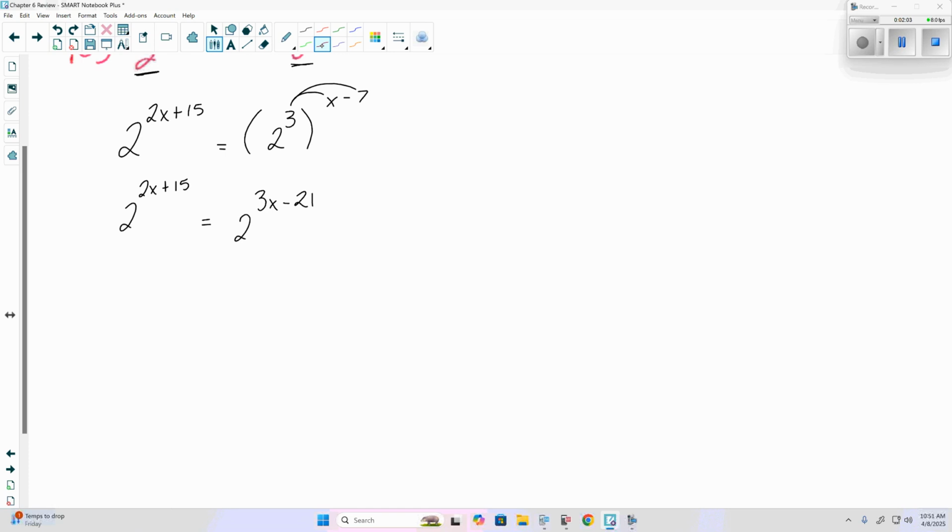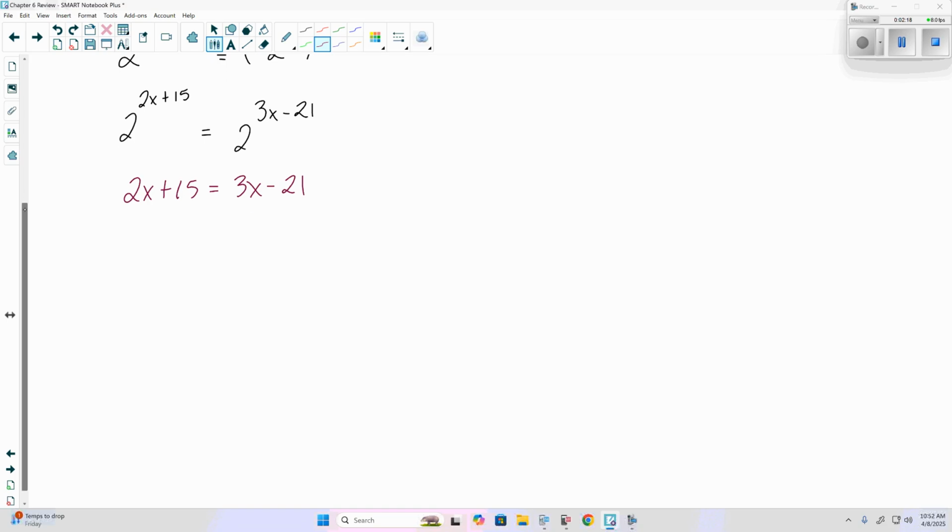So we got the bases to both be 2. And the reason we're doing this is because if the bases are the same, the only way they can be equal is if their exponents are also equal. The only way that 2 to the 2x plus 15 is going to equal 2 to the 3x minus 21 is if 2x plus 15 is equal to 3x minus 21. Yep, 2x plus 15, yes, not minus.